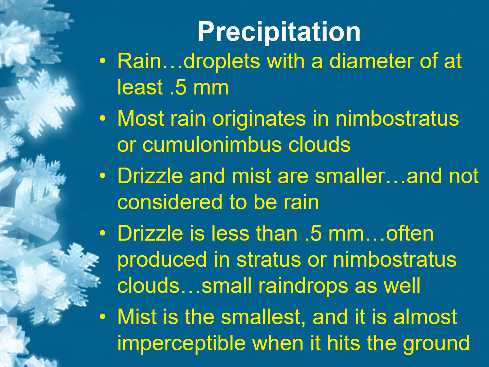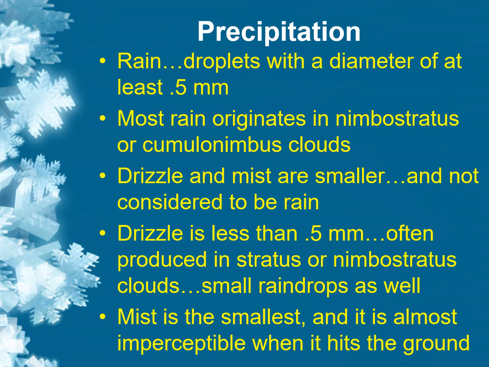It's called rain if the droplets have a diameter of at least half a millimeter. Most rain is going to come either from nimbostratus or cumulonimbus clouds. Remember, if you have nimbo or nimbus attached to the cloud name, it tells you that you're going to have rain. Drizzle and mist are smaller and are not really considered to be rain.